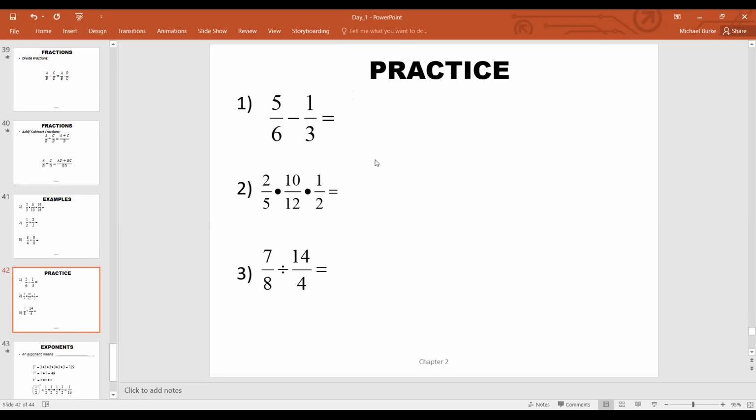Okay, so you can do some practice with these. And remember, this means divided by. Okay, and we have to convert these. And don't forget how to multiply.